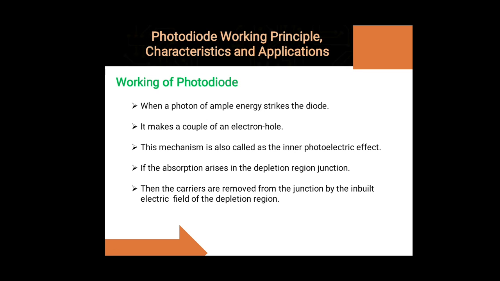So this is the working of the photodiode. When photons of ample energy strike the diode, it makes a couple of electron-hole pairs. This mechanism is also called the inner photoelectric effect. If the absorption arises in the depletion region junction, then the carriers are removed from the junction by the inbuilt electric field of the depletion region.